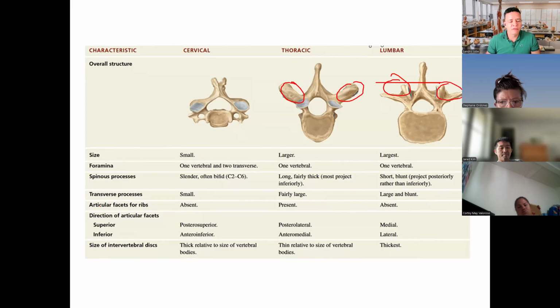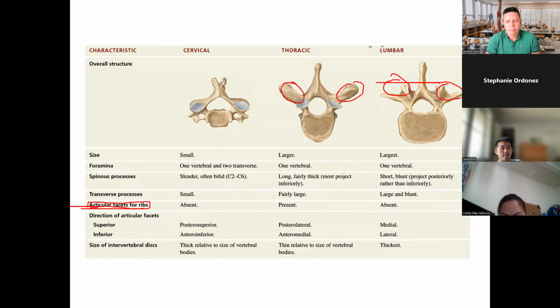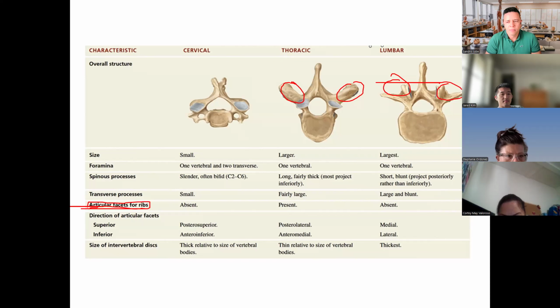Let's take a look at the articular facet for the ribs. Guys, I have a question for you. What curvature of the vertebral column do we have attachment of ribs? Again, the question is, what curvature of the vertebral column do we have ribs attached to? Thoracic? Thoracic, absolutely. We don't find ribs at the neck. We don't find ribs at the lower back. We only find them in the thoracic.